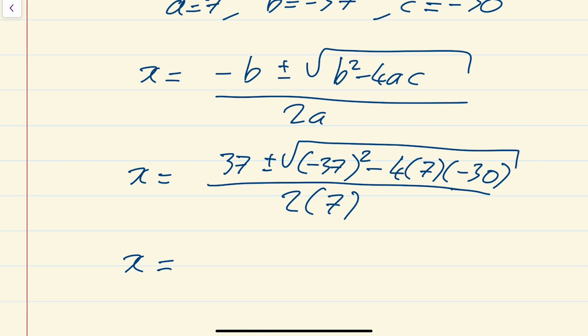And when I do that, I get minus 5 over 7. And then we'll go in and change and do the positive one. I get x is equal to 6. And there's my two answers.